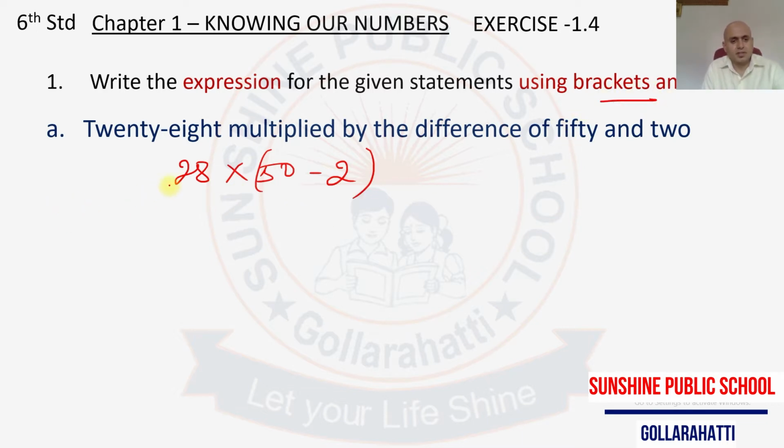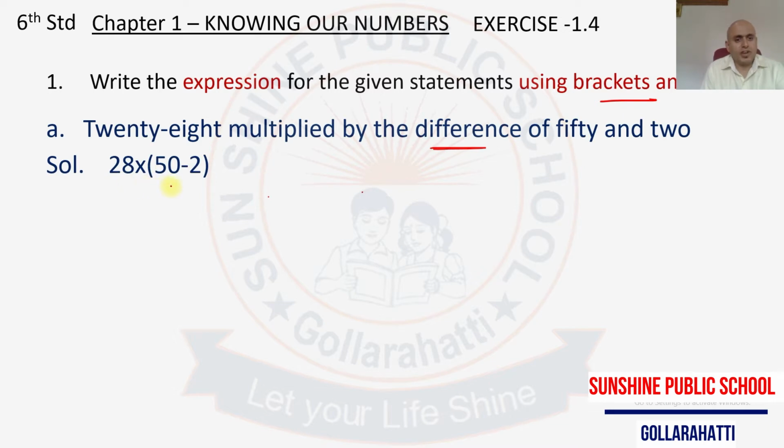So 28 multiplied by 50 minus 2, that is the difference of 50 and 2. So the answer is 28 into (50 minus 2). This is equal to, first you have to subtract 50 minus 2, that is 48, and you have to multiply 28 to it. 28 into 48, if you multiply, the answer is 1344. So you have to multiply by yourself.